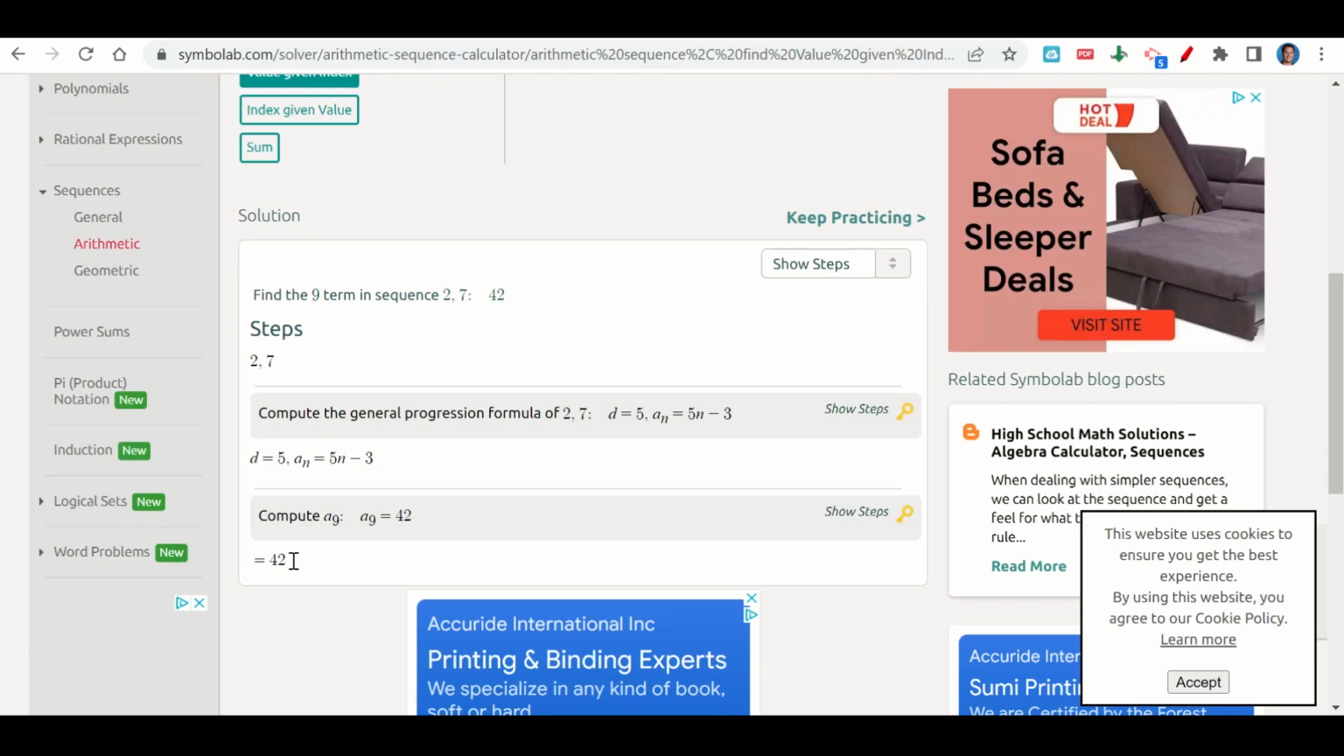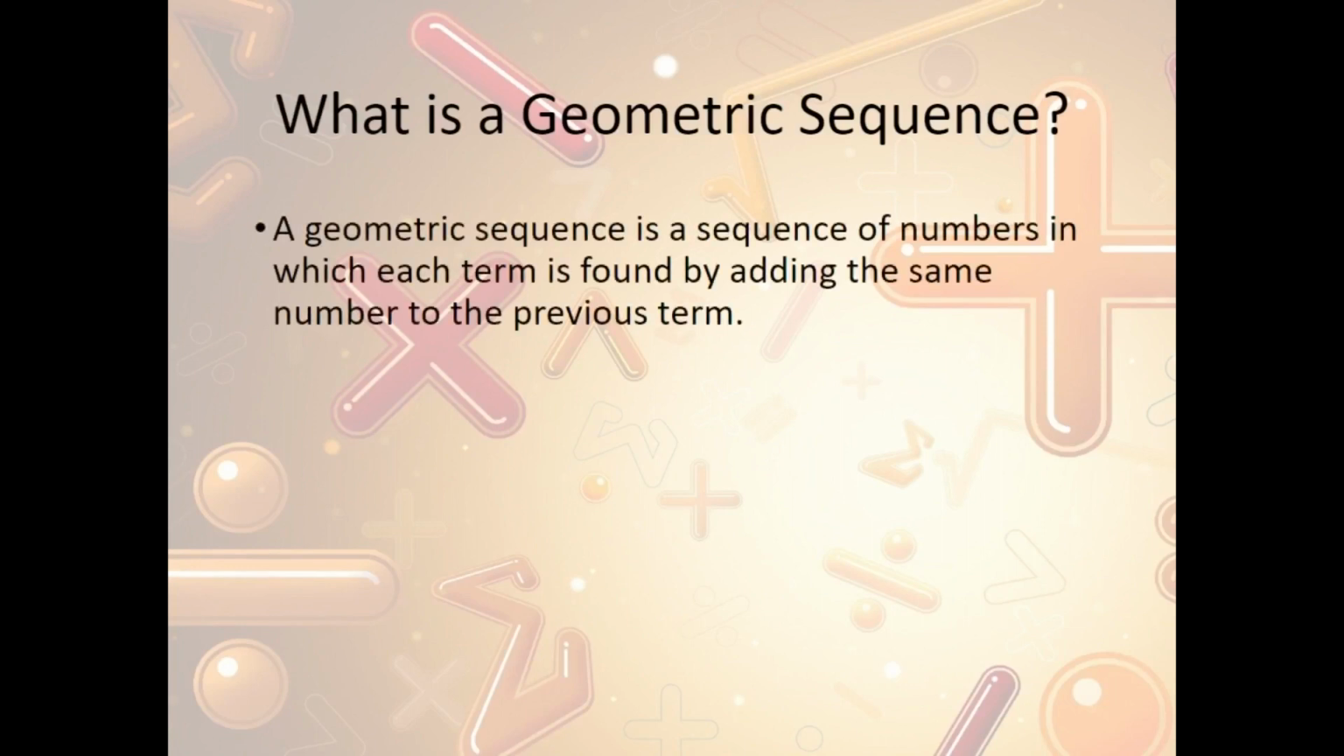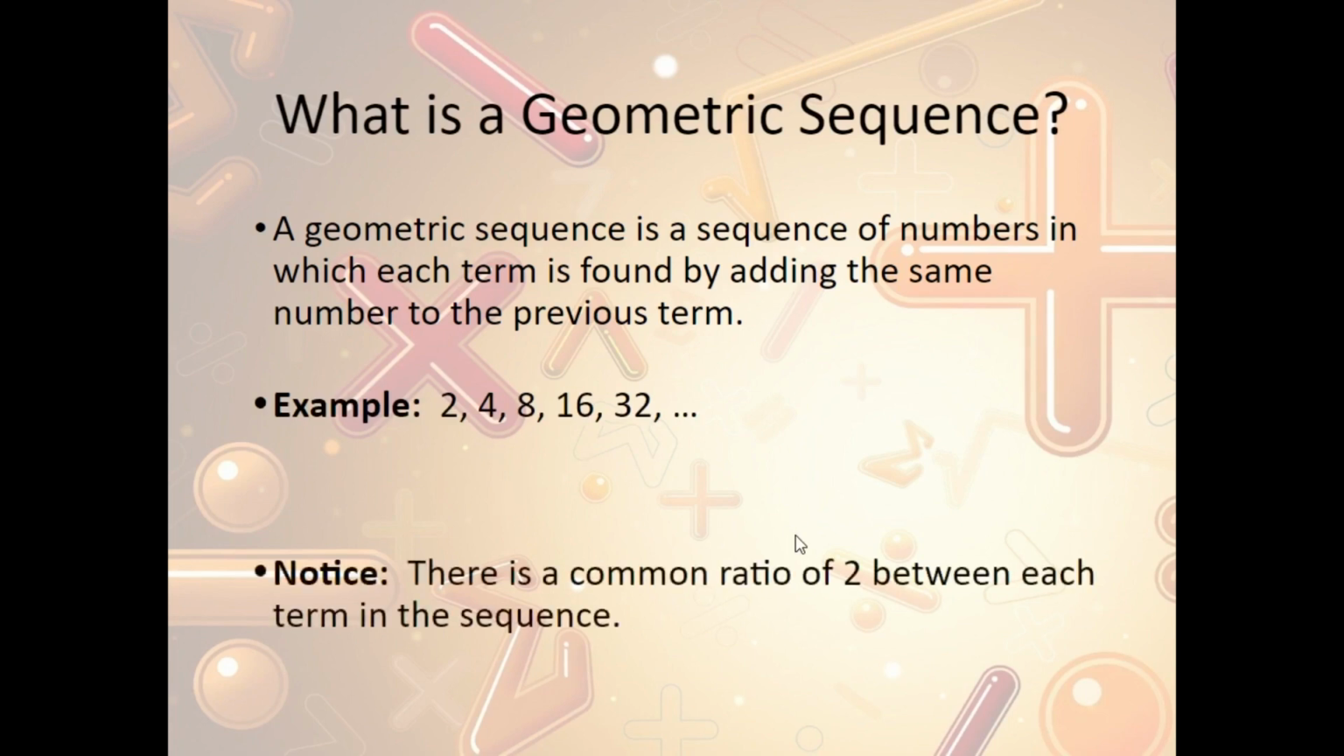What is a geometric sequence? A geometric sequence is a sequence of numbers in which each term is found by multiplying the same number to the previous term. An example of this would be 2, 4, 8, 16, 32. What you should notice is every time we move from one term to the next, we have a common ratio or a multiple of 2. So we're multiplying 2 times 2 to get 4, 4 times 2 is 8, 8 times 2 is 16, and so on.